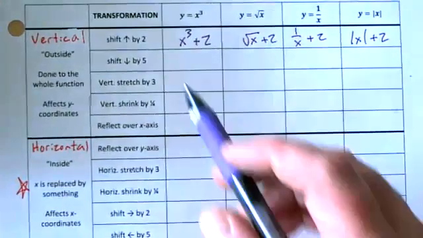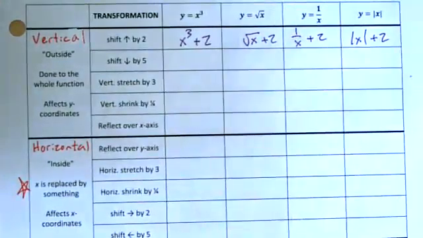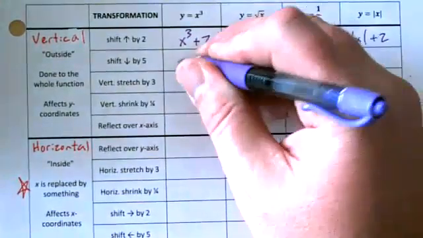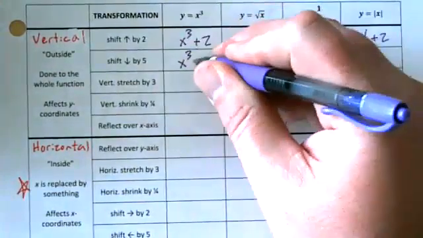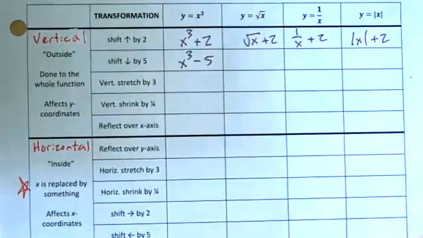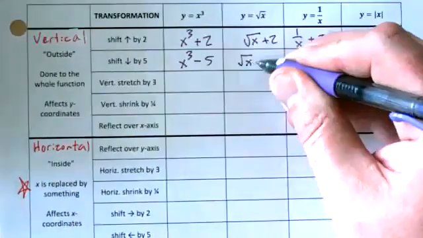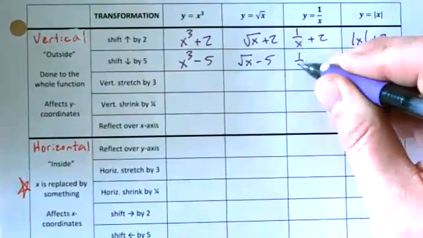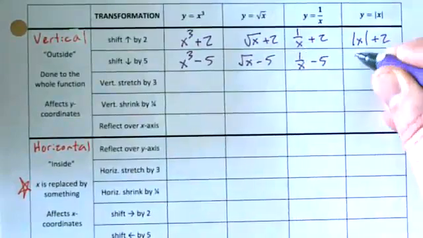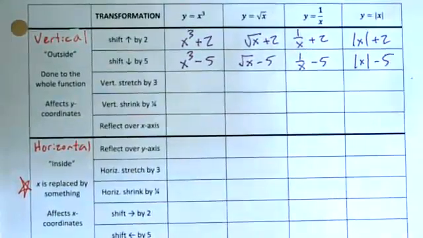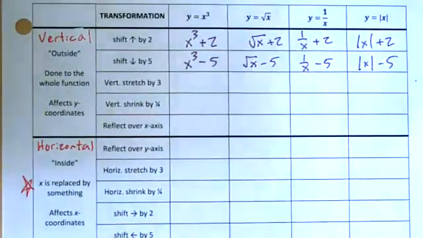All right, shift down by 5. This is going to happen outside of the function or to the whole function. So we'll take our function x cubed and we'll subtract 5. So let's fill out the rest of that row. Shifting up and down are the simplest things, in my opinion, that you can do to functions because you just add or subtract from the whole function.